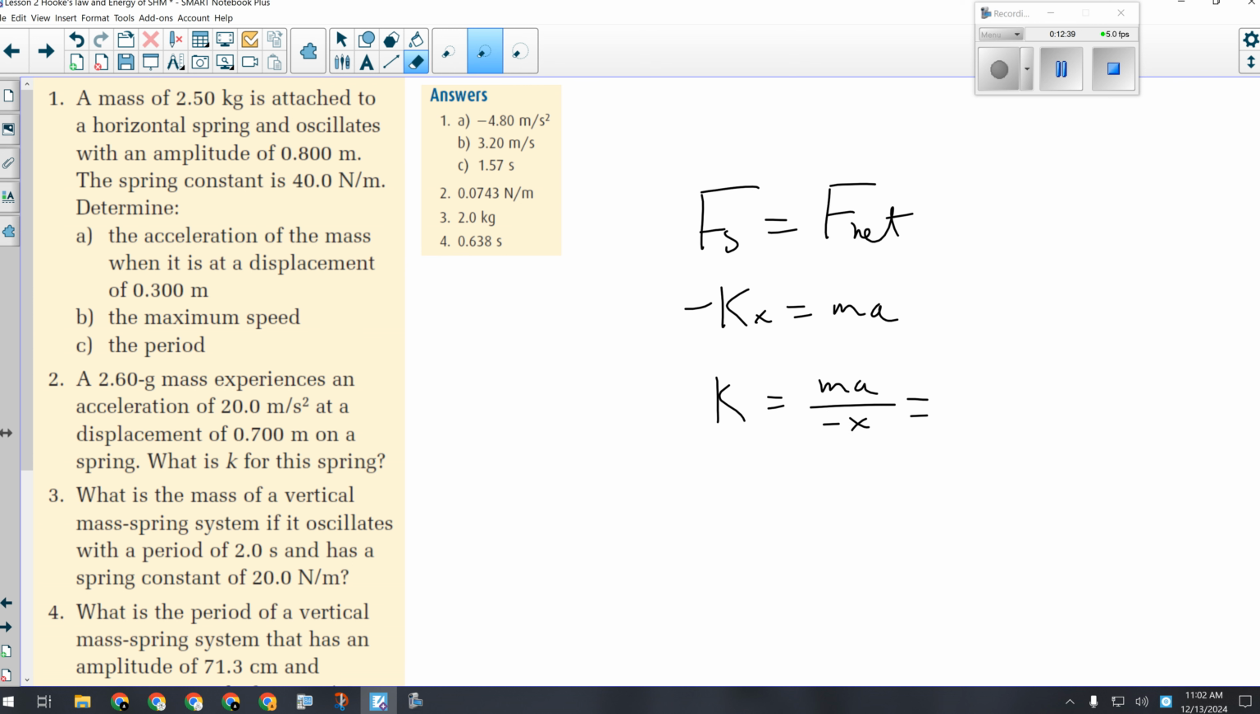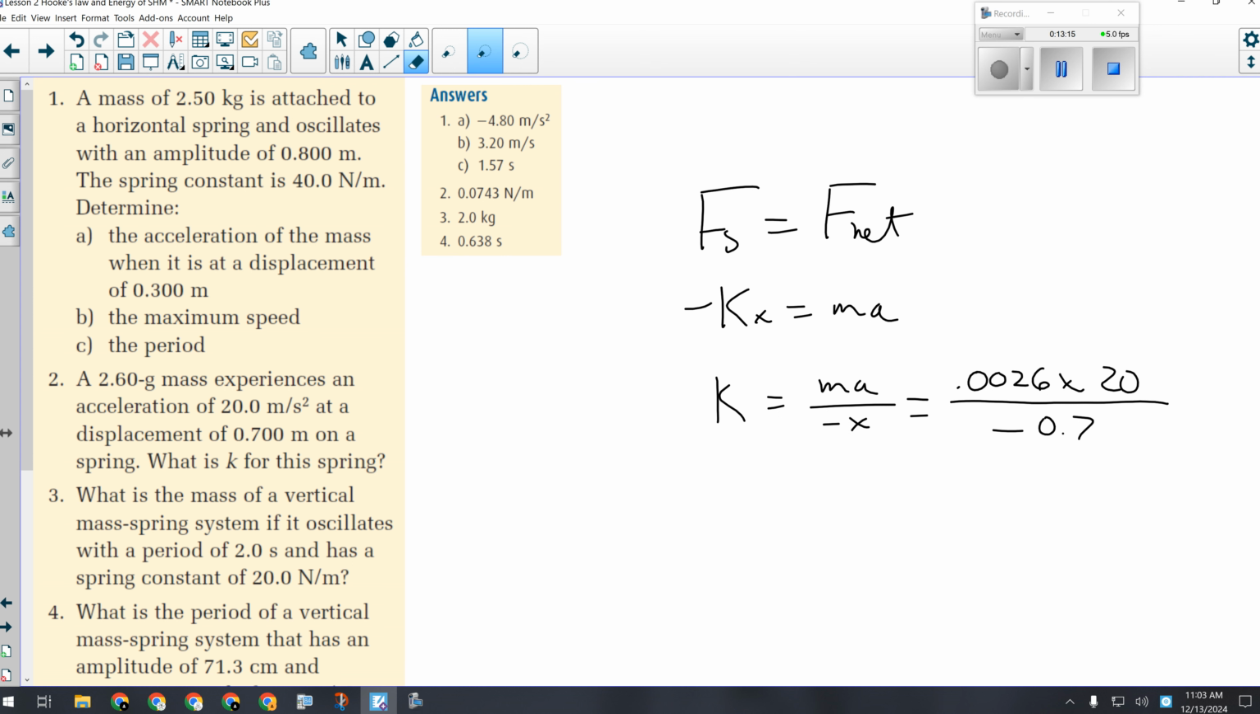Right, so the trick on this one is that they give you the mass in grams. So that's 0.0026, times the acceleration, which was 20. And then we divide that by negative 0.7. Now, is my k going to come out negative the way I have this written? Can k be negative? It cannot. But there's no way around it here.